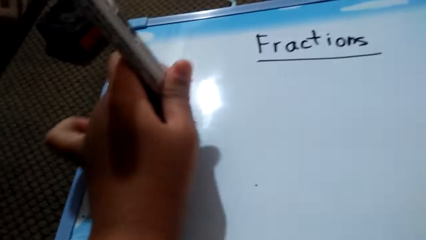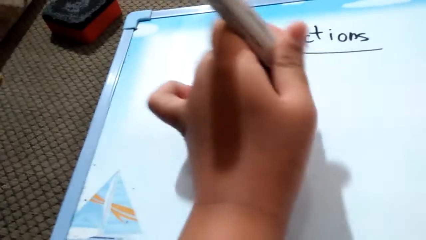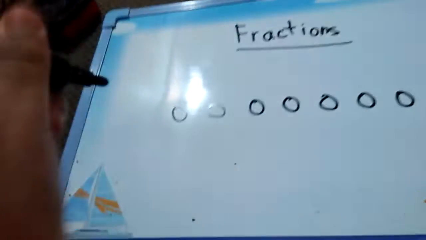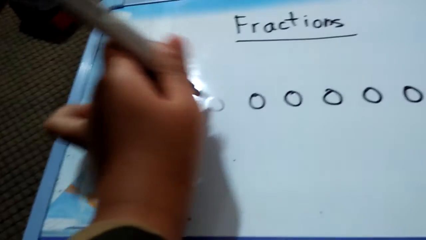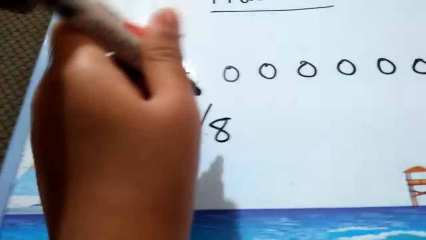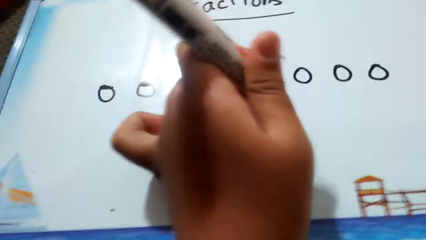So if there were uncolored parts of the balls, suppose there were 8 balls and I colored 2 of them, then what will be the fraction? 2/8. And what is 2 divided by 8? 0.25.